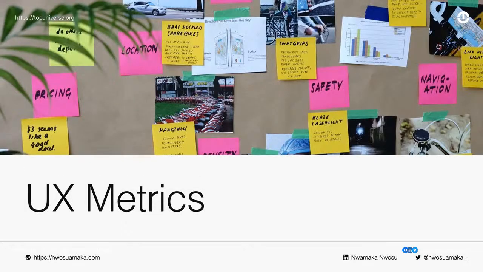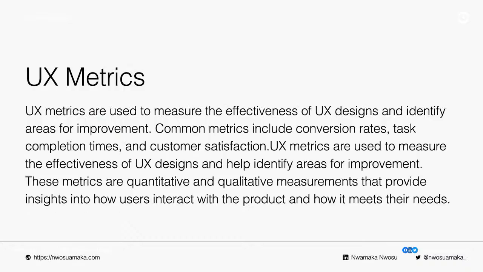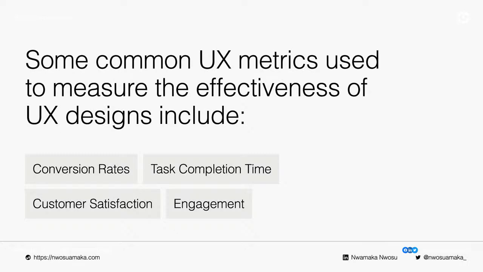Then we have metrics. We have talked so far about the user experience and how to create great products. But there's one thing that is very important that comes into play when you are designing or dealing with user experience. It's called UX metrics. This is more related to the business angle of the design and the user experience. This is where you measure the effectiveness of every design and check for areas that you have to improve on. Common metrics here would include conversion rates, time to task completion, customer satisfaction, and the likes.